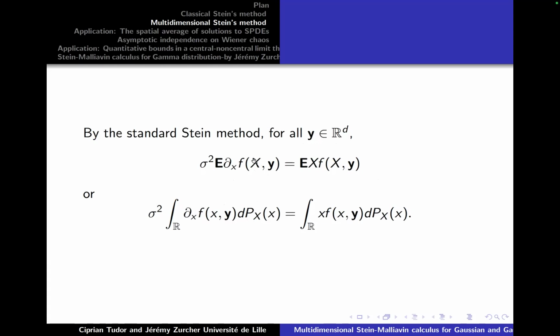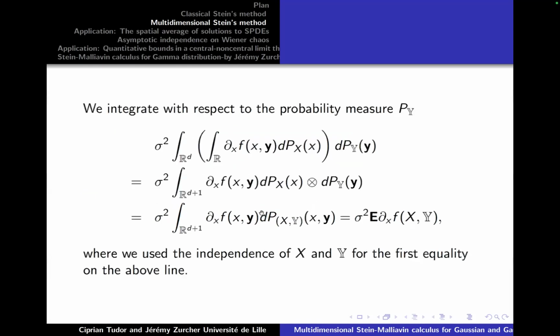We remember it's supposed to be Gaussian, and that's why we can use this. And we have this equality, and both terms on both sides we integrate with respect to the probability distribution of Y. So what happens if I integrate here with respect to dP_Y? Everything is integrated, and you will have here the product probability. Remember the X and Y are independent, which is exactly the probability distribution of the couple.